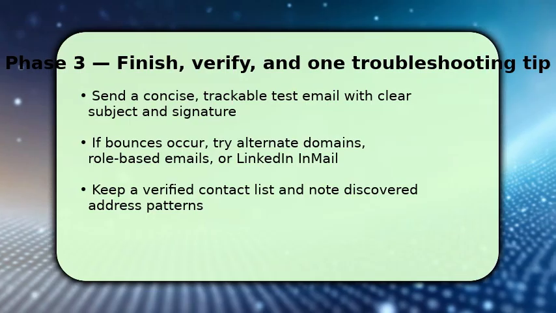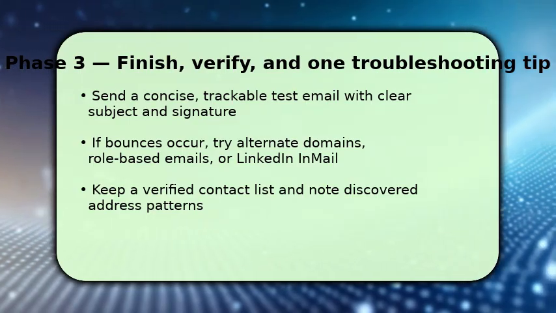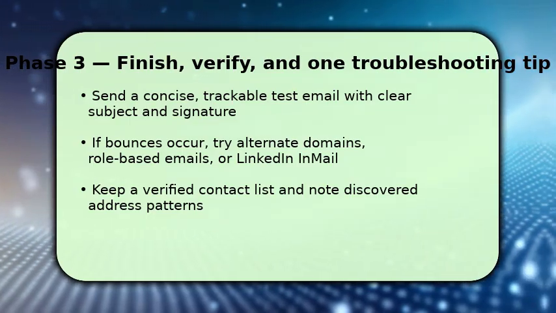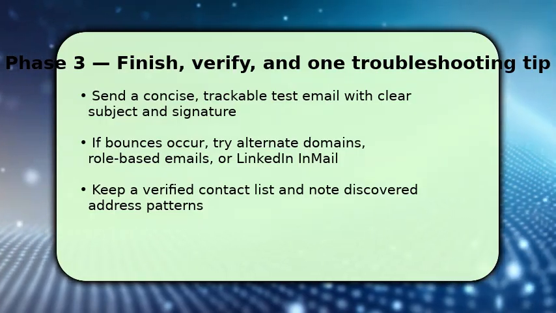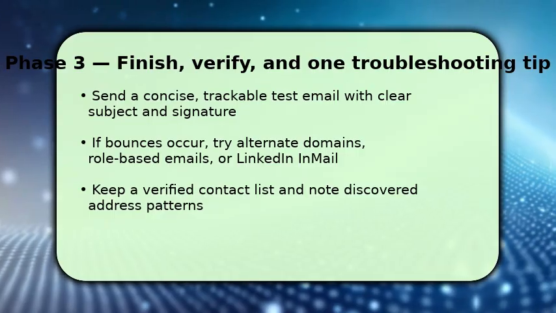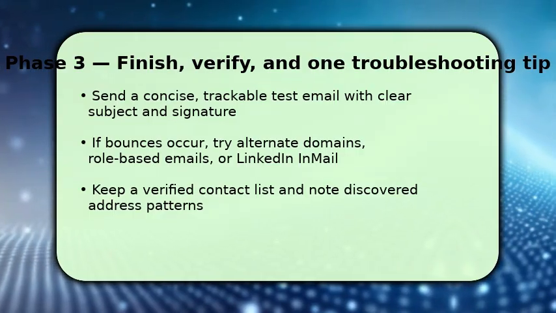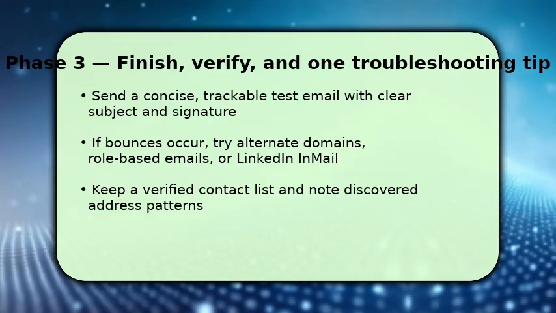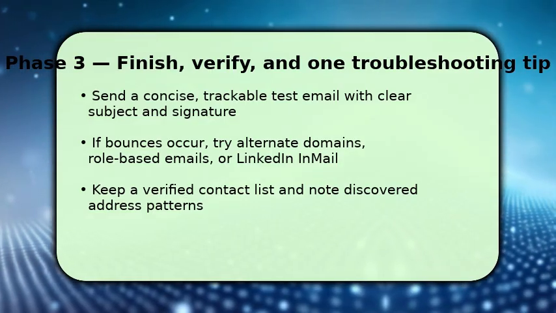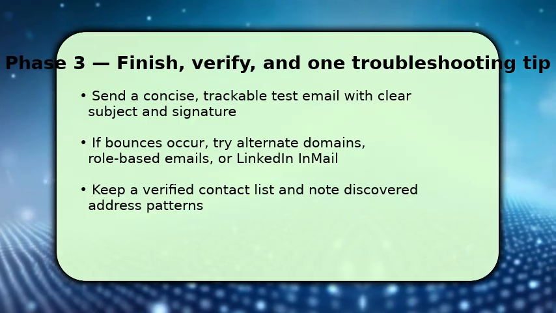If you get a bounce, next try role-based addresses like contact at, info at, or specific department aliases, and consider reaching out via LinkedIn and mail to request the correct address. Make sure to update your records with the confirmed format for future use. One troubleshooting tip: if all attempts fail, contact the company's general phone line and ask the operator for the appropriate email.